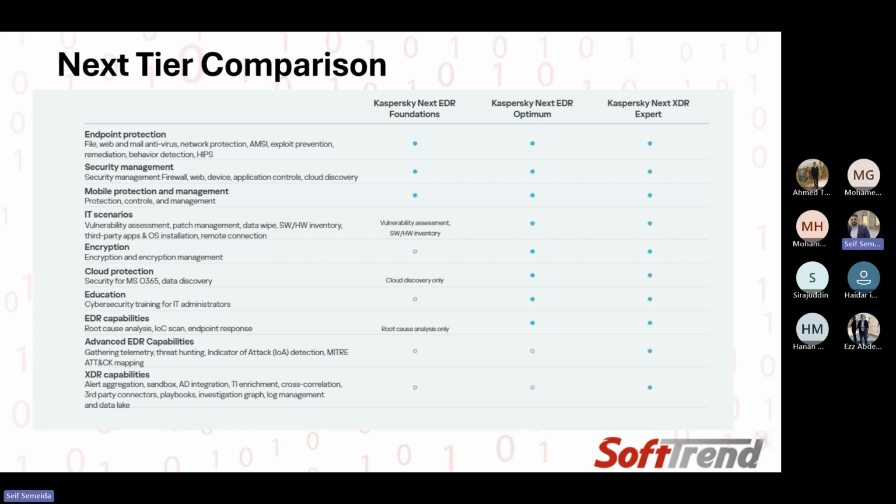As for encryption, we have encryption and encryption management in the EDR Optimum. It allows basically for remote management, and it also enforces native drive encryption on operating systems such as BitLocker for Windows and FileVault for macOS. It's basically used to protect the data in case you lost your device or it was stolen from you, to keep the data encrypted.